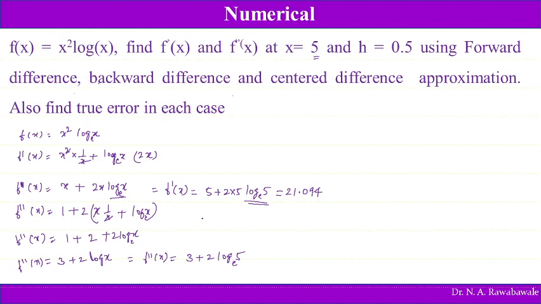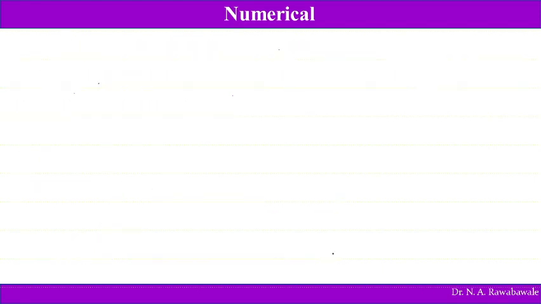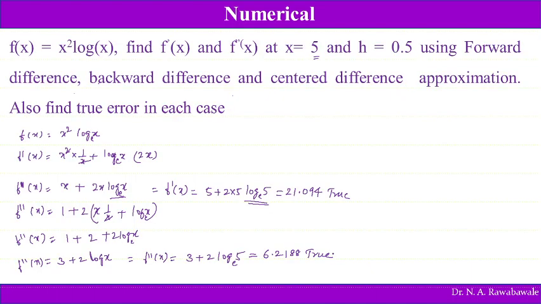So this is going to be 0.218. This is the true value, the first derivative true value, and this is the true value. Now we proceed for various things. Here already he has given h is equal to 0.5. So we will find out all the values with h is equal to 0.5, and then we start with forward divided difference, then backward divided difference, and center divided difference for both.